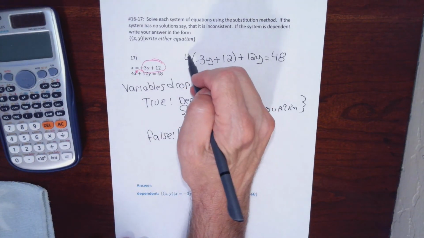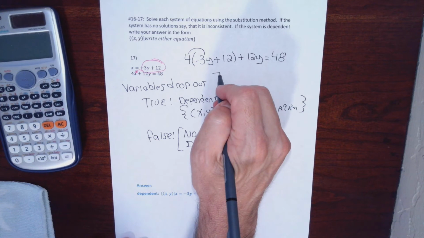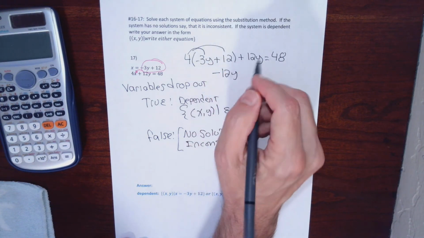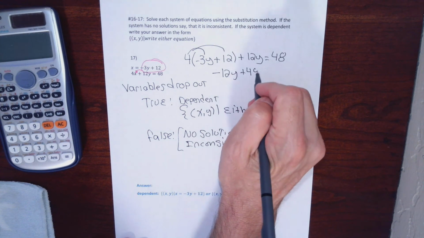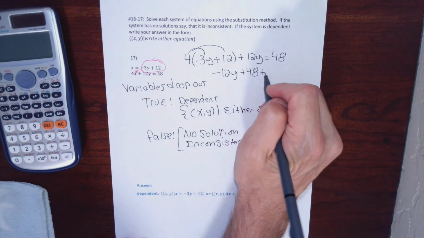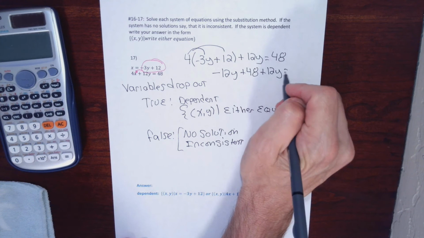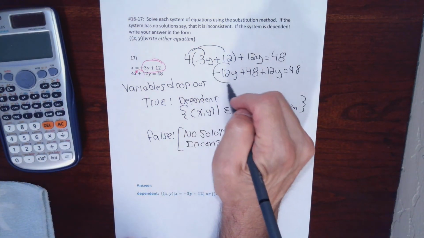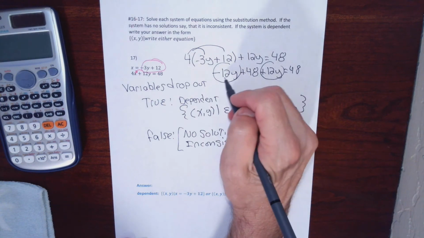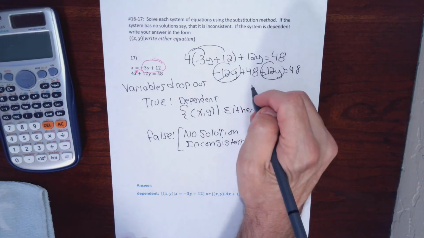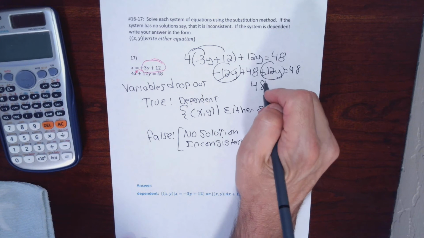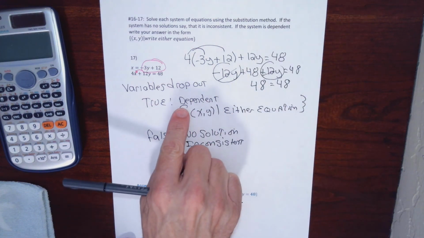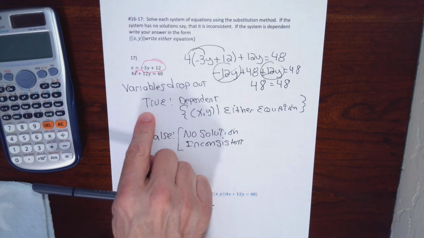So I'm going to clear the parentheses that I put in. I'm going to go 4 times minus 3y and get minus 12y, 4 times positive 12 and get positive 48. I still have the plus 12y. I still have the equals 48. On the left-hand side, the 12y's are opposites. They cancel. That leaves me with 48 on the left side, 48 on the right side. The variables dropped out. I'm left with a true statement.